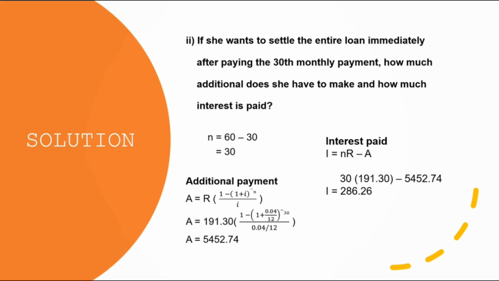Next, we need to search for the interest paid. We need to use this formula: I equal to NR minus A. N is 30, times R, which is 191.30, minus 5,452.74. So I equals 286.26.